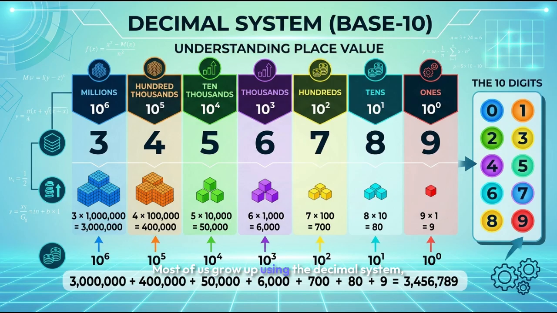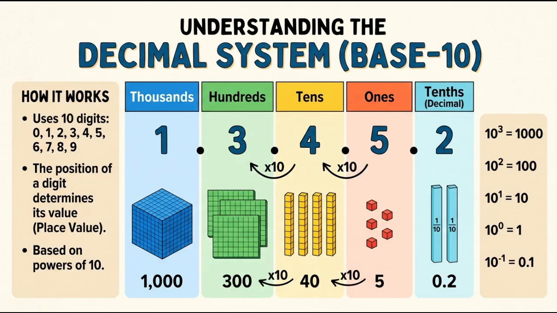Long before computers existed, humans already understood numbers in many different ways. Most of us grow up using the decimal system, also called base 10. That means we count with 10 digits: 0, 1, 2, 3, 4, 5, 6, 7, 8, and 9. When we run out of digits, we move to the next place value, 10, 11, 12, and so on. It feels natural to us, probably because humans have 10 fingers.